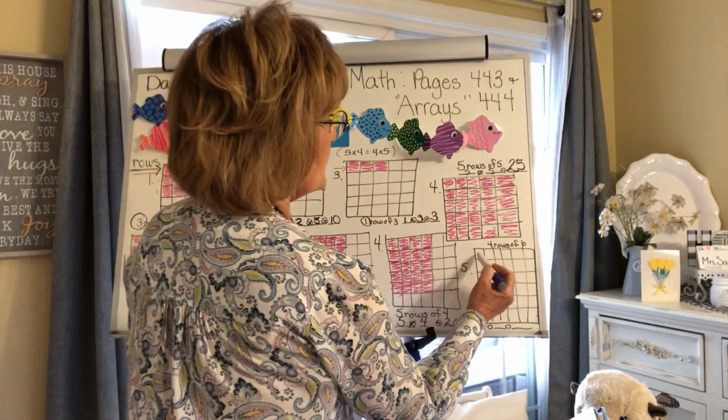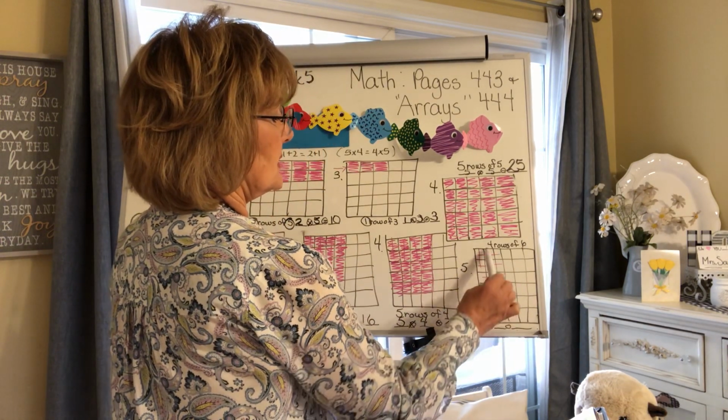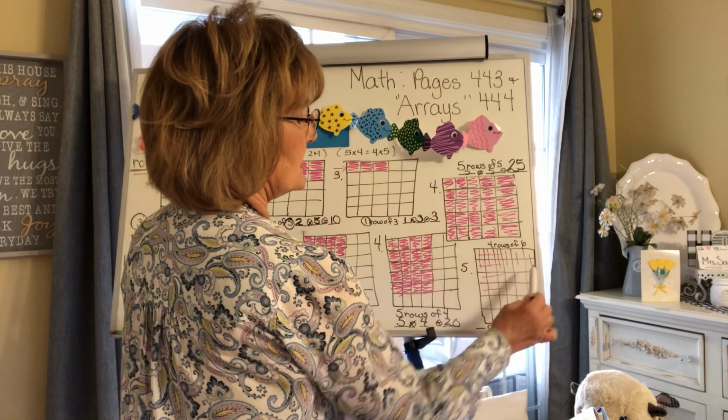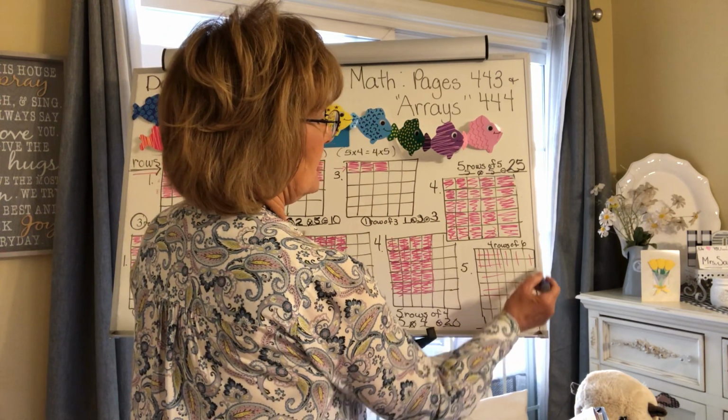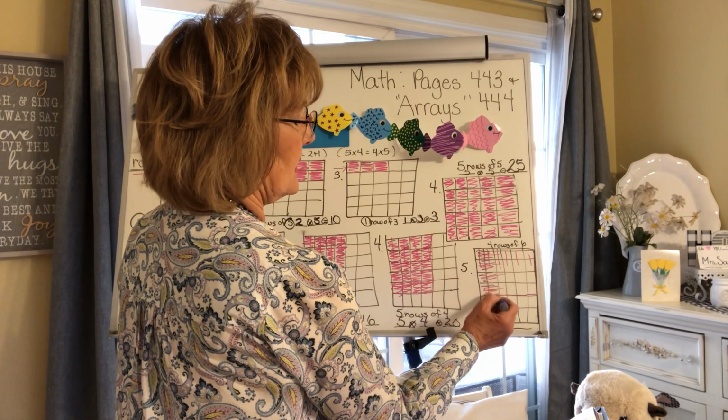Okay, so go to number 5 where it says 4 rows of 6. Remember your rows are this way. 1, 2, 3, 4 coming down. 1, 2, 3, 4, 5, 6. So you're going all the way across, coloring in the whole shebang.